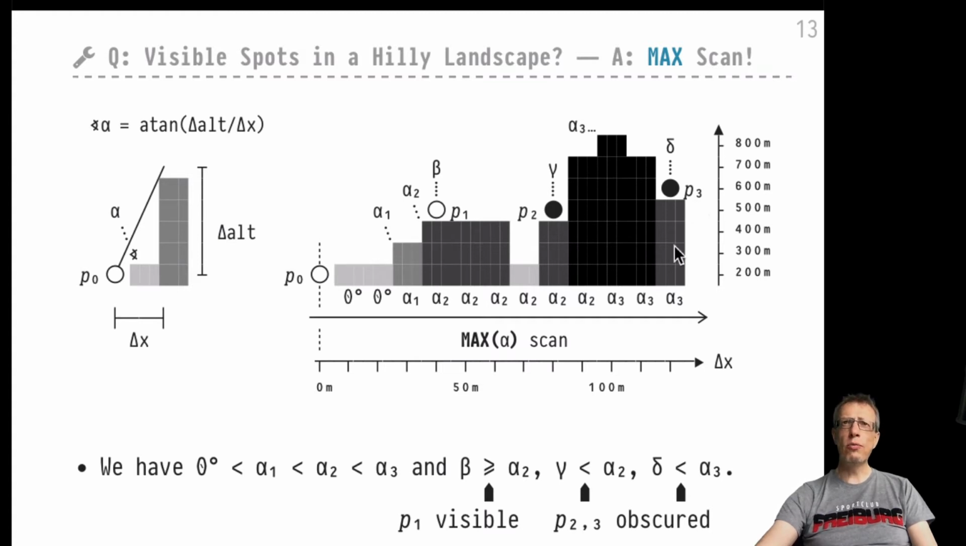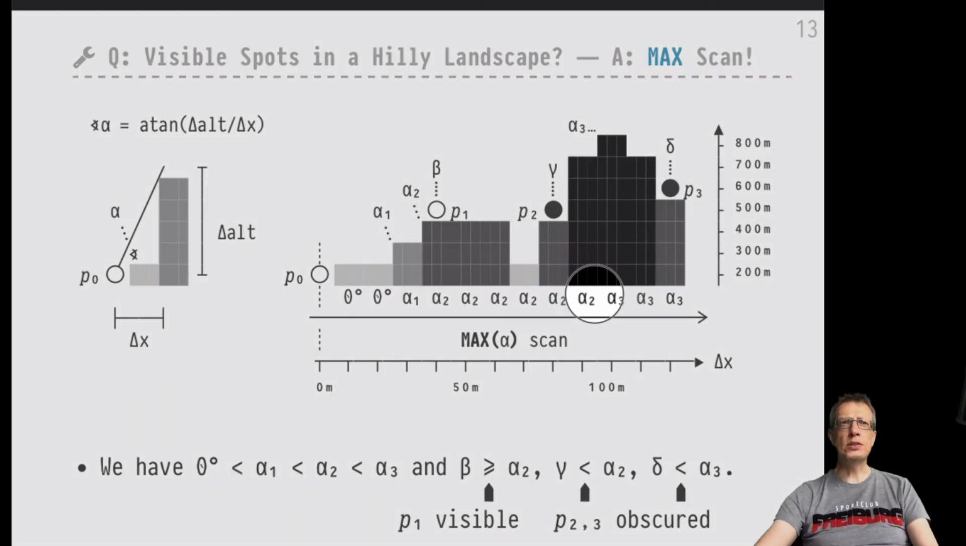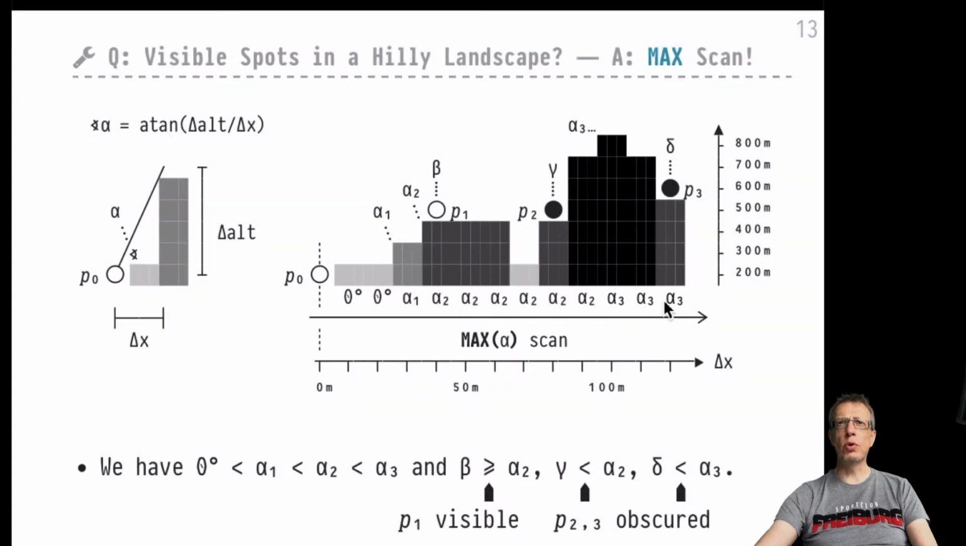Okay, so the core of the computation is actually this traversal from left to right and the recording of the maximum viewing angle seen so far. And this is what's called a maximum scan. We would only record the maximum viewing angle seen so far. At this point, for example, it would be time to replace the maximum viewing angle seen so far. It would now be alpha 3 and not alpha 2 anymore. And it will stay alpha 3 for the rest of the traversal. This is a maximum scan.